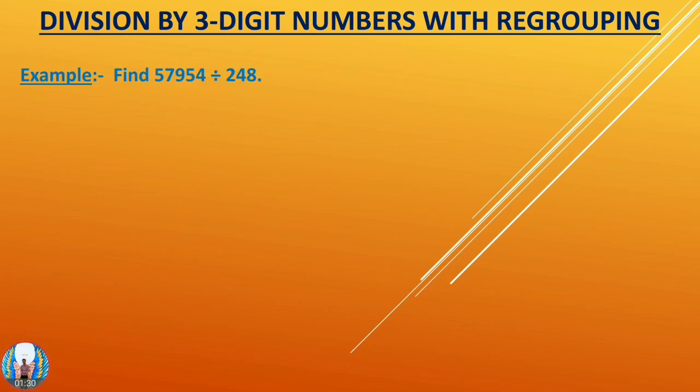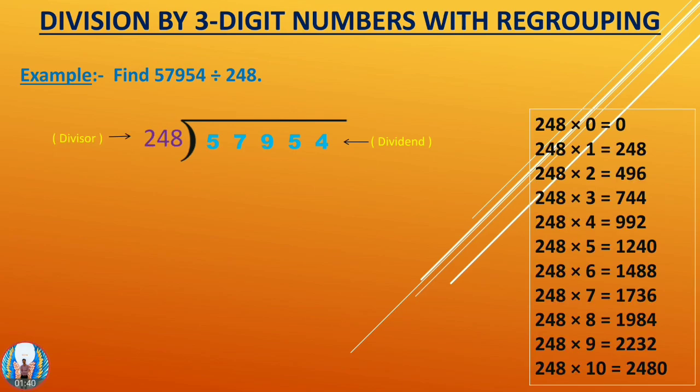Let's take one more example: 57,954 divided by 248. First of all, we will write the table of 248. Then 248 times 2 is 496. We will subtract 496 from 579. The answer is 83. Then we will bring down the 5. Now 248 times 3 is 744. We will subtract, the answer is 91. So we will bring down the 4.